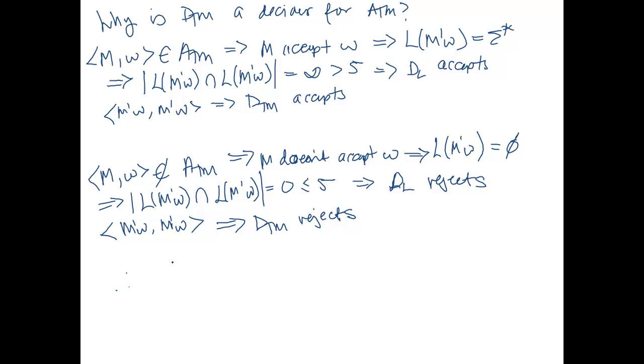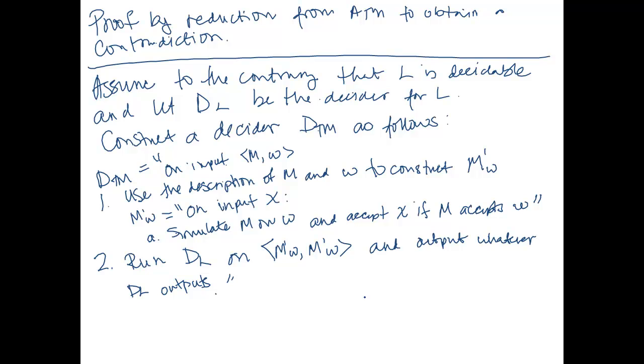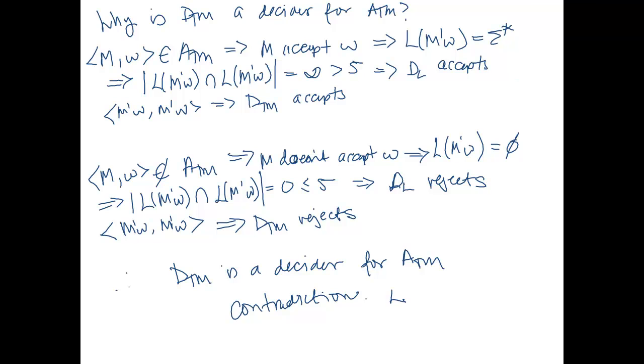Therefore, DTM is a decider for ATM, which implies that ATM is decidable, which is where we get our contradiction. Okay, where did our contradiction come from? The only thing that we assumed was that L is decidable. There's our contradiction. L is not decidable.